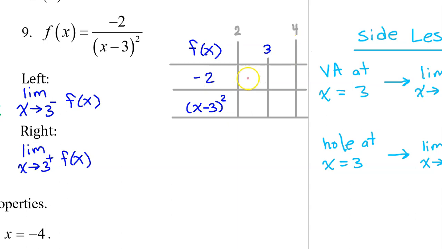Negative 2 is always negative, so this will be negative here and here. When you square something, it's always going to be positive or 0. So this is going to be plus and plus. That means the overall signs of f of x will be negative from the left and from the right. So the limit as x approaches 3 from the left of f of x and the limit as x approaches 3 from the right of f of x is negative infinity.